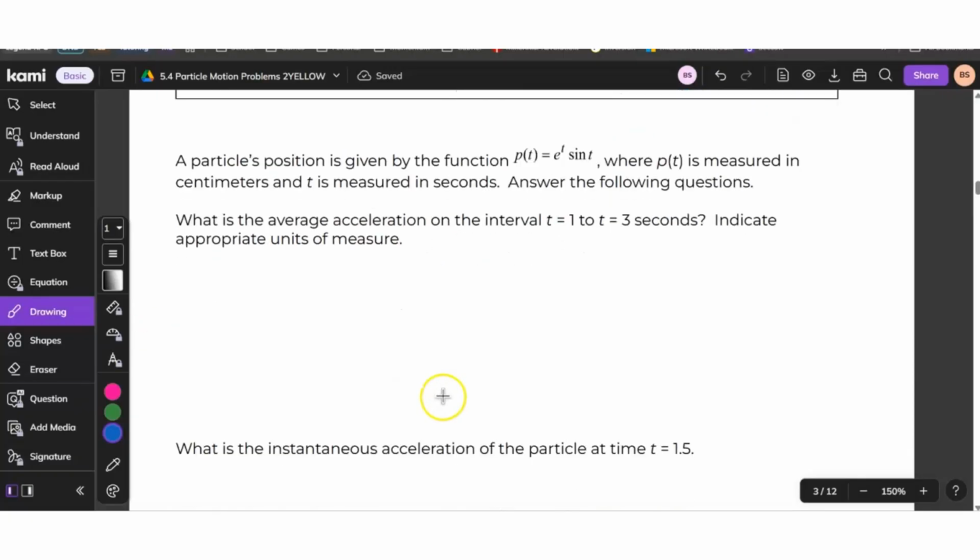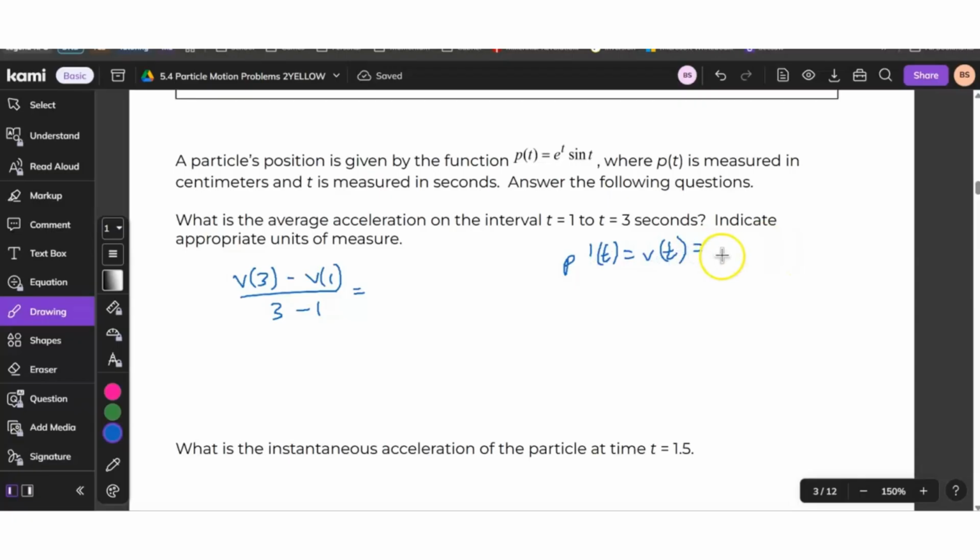All right. Particle's position is given by that same function. And let's find the average acceleration. So that means I'm going to need to, this time, find v of 3 minus v of 1 over 3 minus 1. But I've got a problem. I don't know what the velocity is. Just kidding, we did it earlier. Remember, p prime of t is equal to v of t, and we did it earlier.